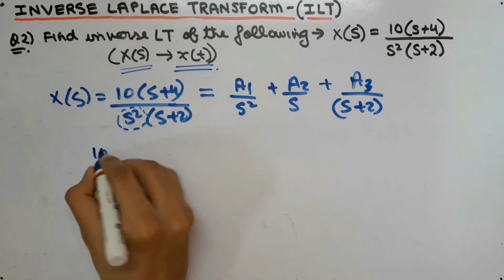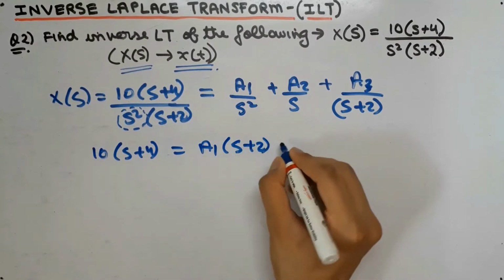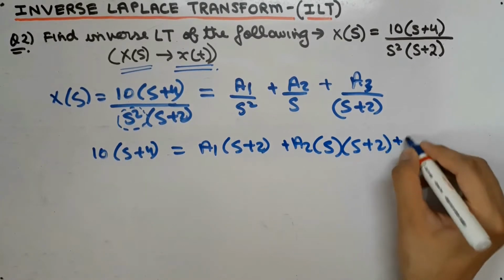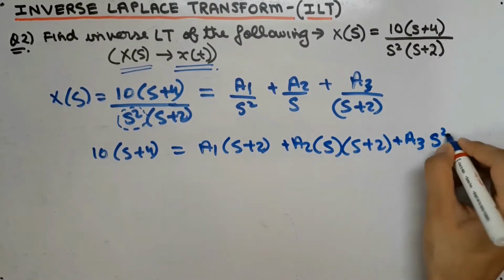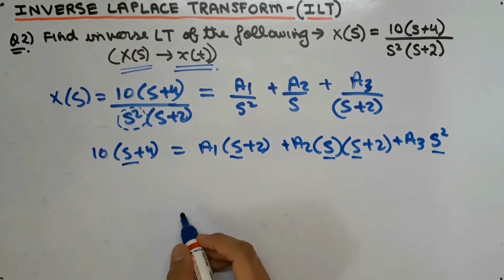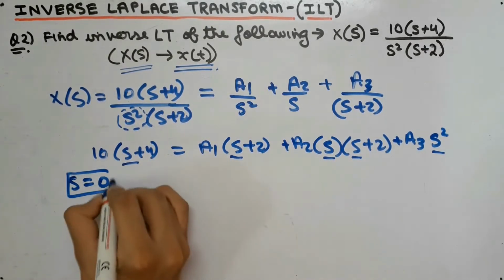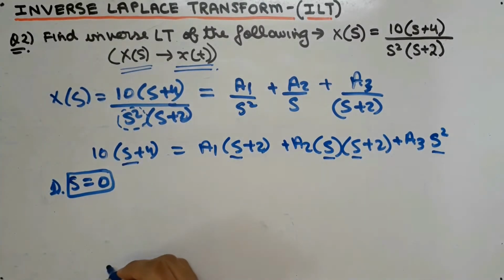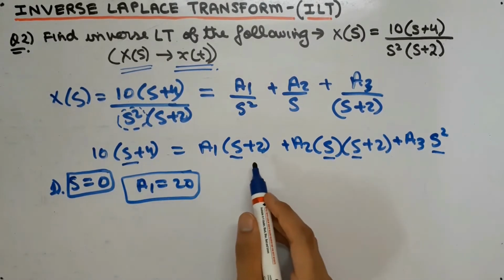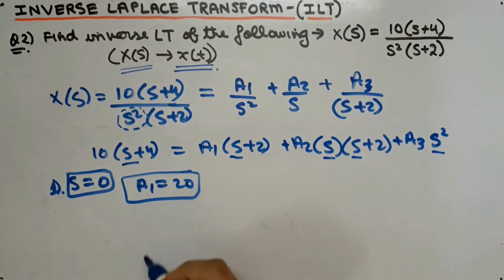Now similarly we will solve this part and then we will cancel the denominators from the LHS and the RHS. So on doing that you will get 10 into (s plus 4) is equal to A1 into (s plus 2) plus A2 into s into (s plus 2) plus A3 into s square. Now we will do necessary substitutions for s in this equation in order to find the values of A1, A2 and A3. So now first of all we are going to put s is equal to 0. From there you will get the value of A1 as 20, because on putting s is equal to 0 in this equation, you will be eliminating A2 and A3. Therefore you will be able to find the value of A1, which will come out to be 20.